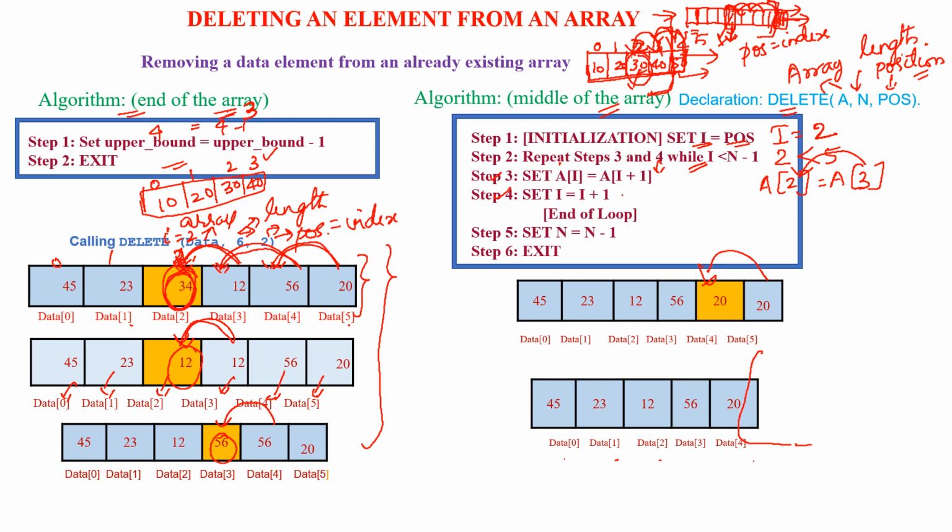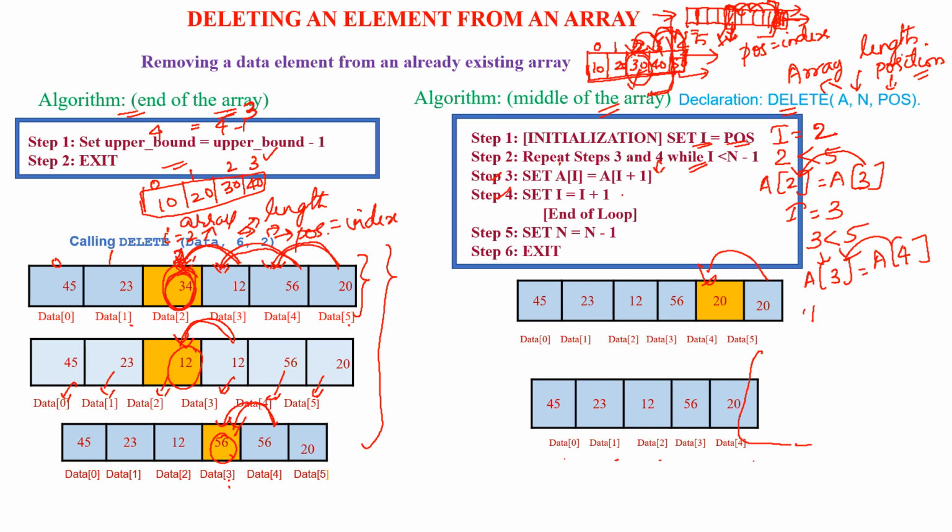Then what is your next step? Next you are going to increment your I. 2 plus 1, so I will be equal to 3. Again it checks the condition whether 3 is less than 5. Yes, the condition is true. So a of 3 will be equal to a of I plus 1, that is a of 4. Now a of 4 will be assigned to a of 3. Data of 4 is overwritten to data of 3. Now 56 is being shifted here.